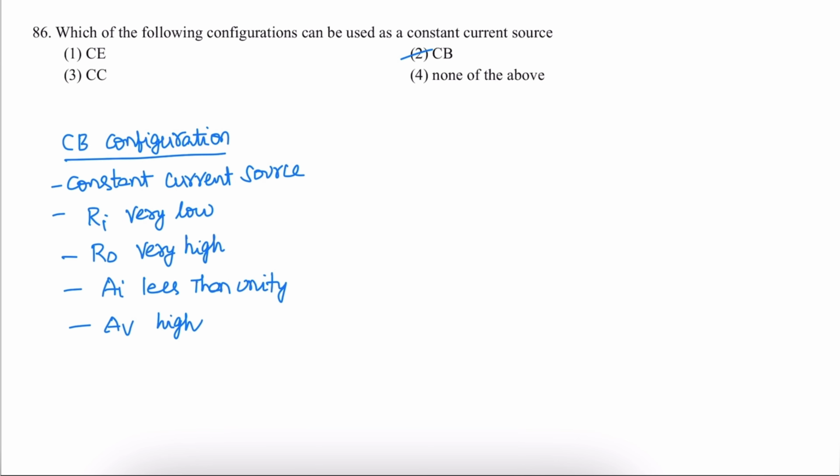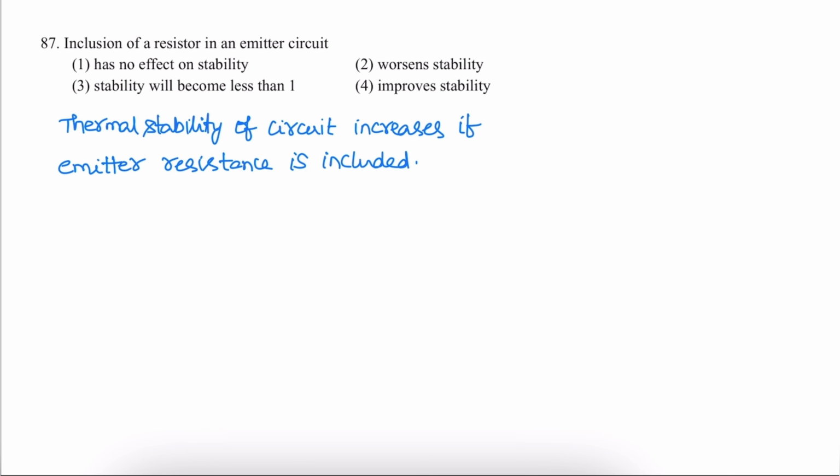Some more points related to common base configuration: input resistance is very low, output resistance is high, current gain is less than unity, and voltage gain is high, which is comparable to that of common emitter configuration. Next, inclusion of resistance in emitter circuit. When we include a resistor in the emitter circuit, the thermal stability of the circuit increases. Emitter resistance improves thermal stability.